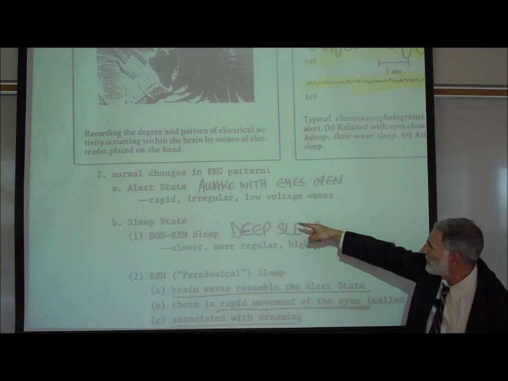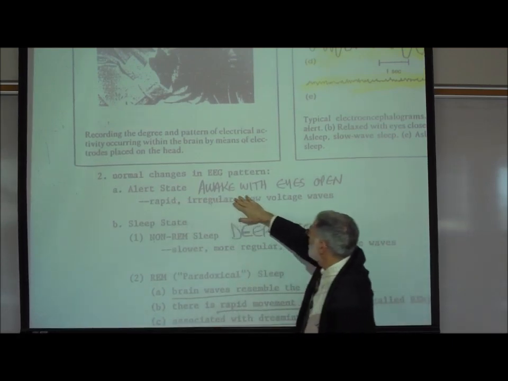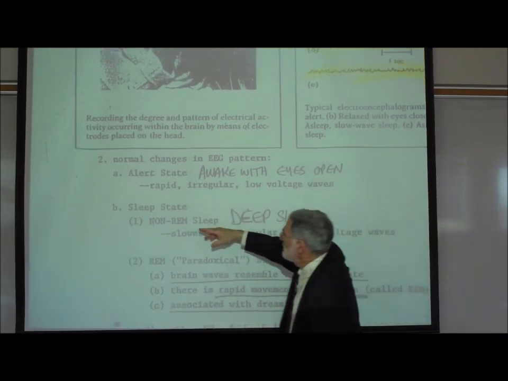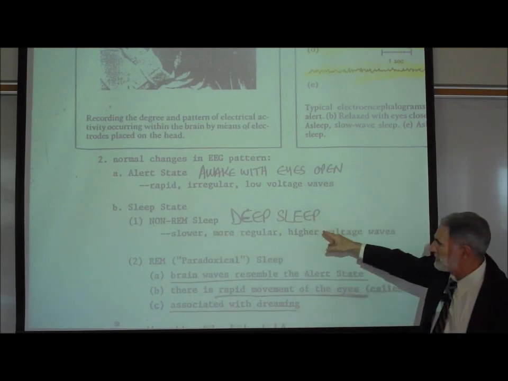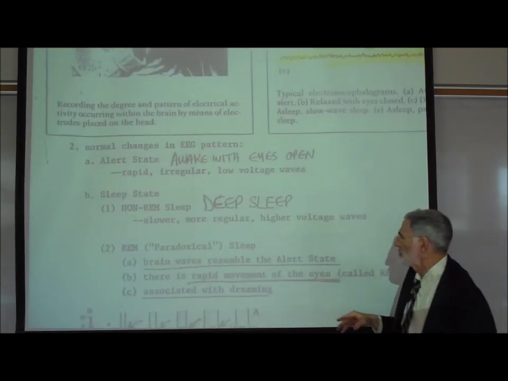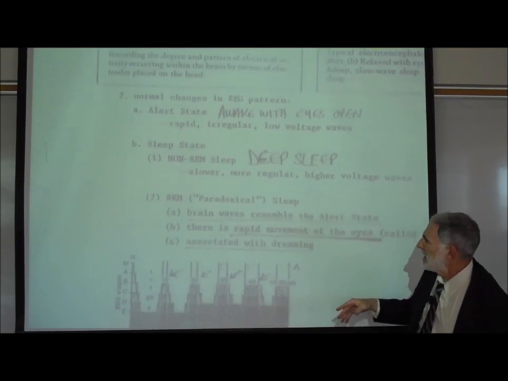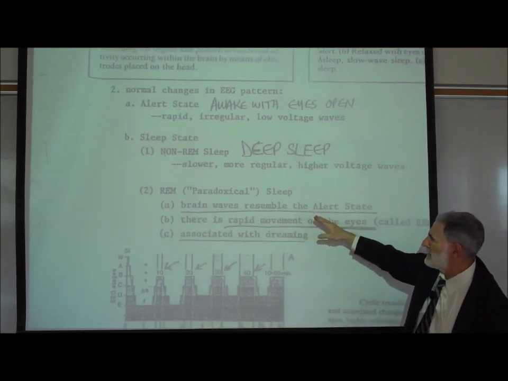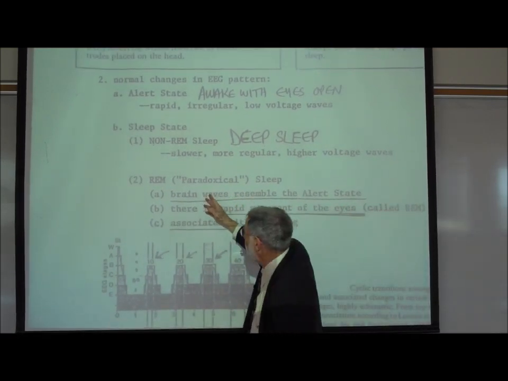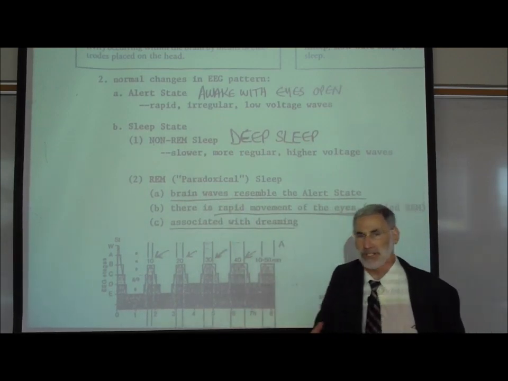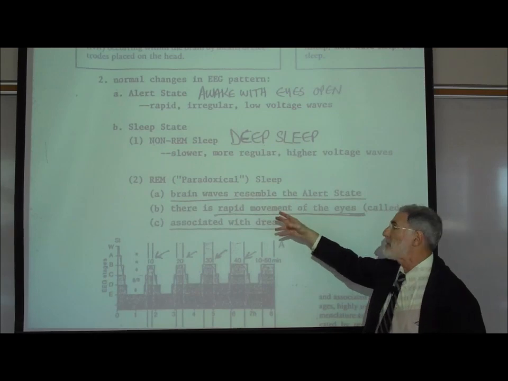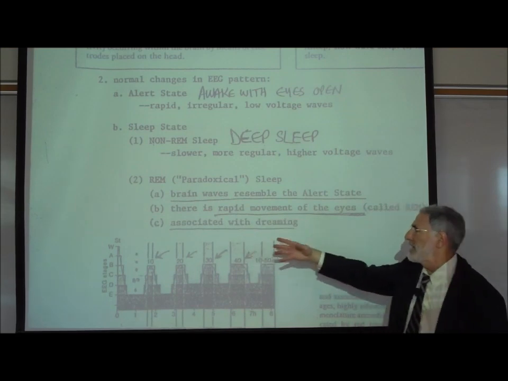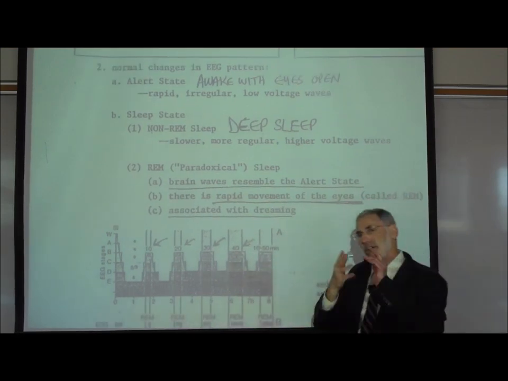In fact, if we just come over here in the outline, in the alert state, when our eyes are open, we have these rapid, low voltage waves. In the sleep state, the non-REM deep sleep, there are slower, more regular high voltage waves, high amplitude. And with REM sleep, or paradoxical sleep, and this is the dream sleep, why it's sometimes called paradoxical sleep is because paradoxically, even though we're asleep still, the brain wave pattern greatly resembles that of being in the alert state with our eyes open. It's known as REM sleep for rapid eye movement because our eyes are actually moving.